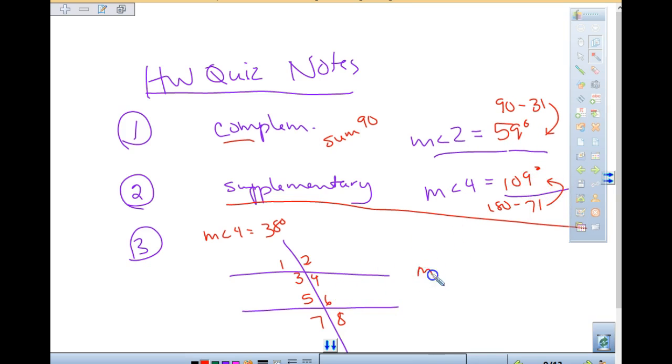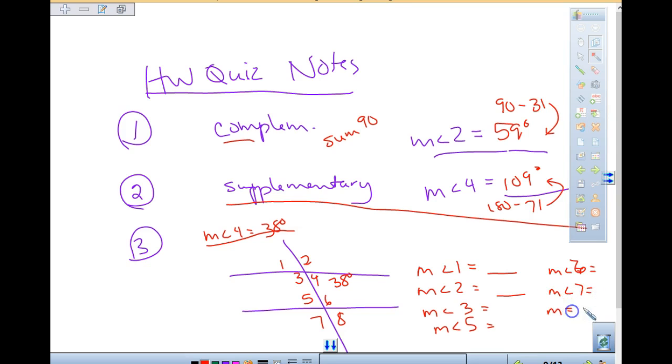Down here, the only one you don't have to tell me is the measure of angle 4, because I gave that to you. It was 38 degrees. I need you to tell me the measure of angle 1, the measure of angle 2. Check with your shoulder partner. You can do it together. Angle 3, the measure of angle 5. I need all the rest of them except I don't need you to write 4 again. Do those and check with your shoulder partner.